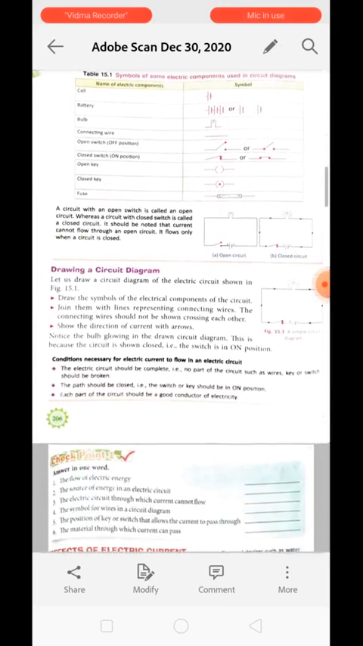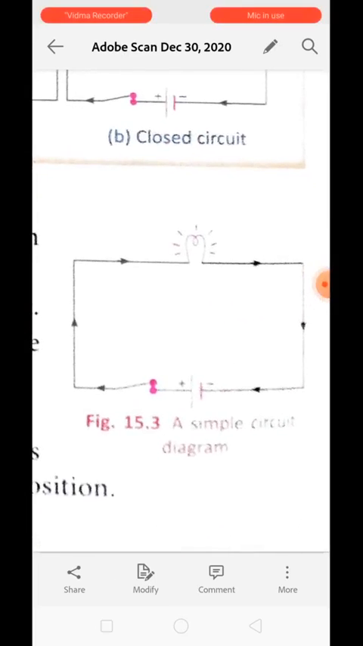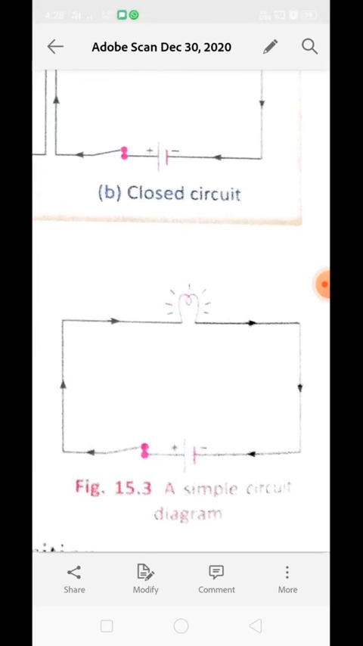Okay, now drawing a circuit diagram. How are we going to draw a circuit diagram? Very simple. We just have to use all the symbols which are present in table number 15.1 to draw the circuit diagram. Let us draw a circuit diagram of an electric circuit. Draw first the symbols of the electrical components. All the symbols which you need in a circuit, you will draw them, and then you will connect each of the symbols together with wire. That wire symbol is a plain single line. Join them all with the line representing the connecting wire, and your circuit will be ready.